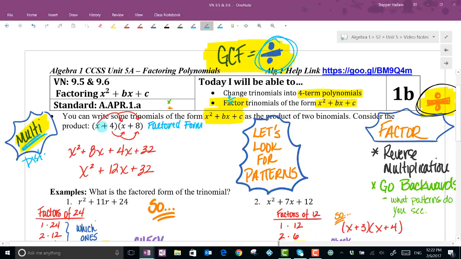Two polynomials here, two binomials being multiplied together. We would use some form of distributive property or a box there, and we'd multiply it out. We get something that looks like this. Hey, it kind of looks like a four-term polynomial. But wait, we're going to work backwards to that. We're going to start here and go to there.